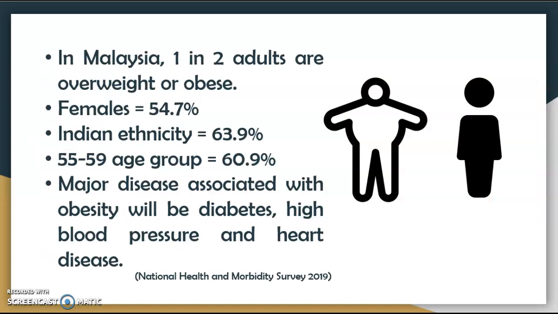In Malaysia, 1 in 2 adults are overweight or obese. In terms of gender, ethnicity, and age group, females, Indian ethnicity, and the age group of 55 to 59 have the highest prevalence. Major diseases associated with obesity are diabetes, high blood pressure, and heart disease.